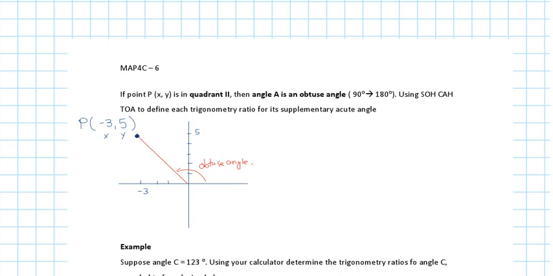Okay, so this is my triangle, right? And this is my right angle. Now, in this triangle, my obtuse angle is not included, right? It's outside. But what did we learn yesterday? We learned about supplementary angles, right? And what are supplementary angles? Sum to 180. So if I'm looking for my obtuse angle, my supplementary acute angle is the one that's in this triangle, right?